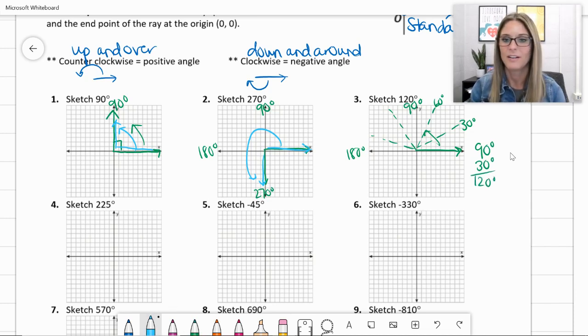So let's start. Standard starting position, rotating all the way over past 90 degrees and a third of the way more to give us that 120 degrees.